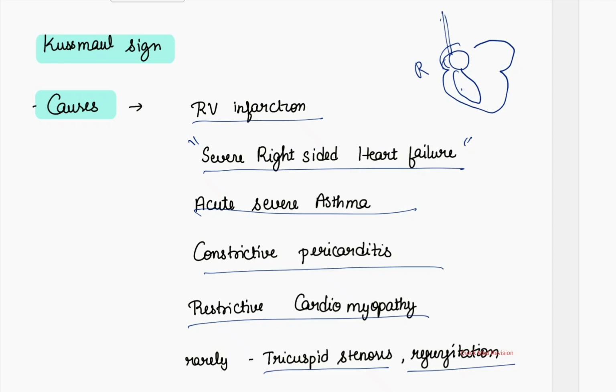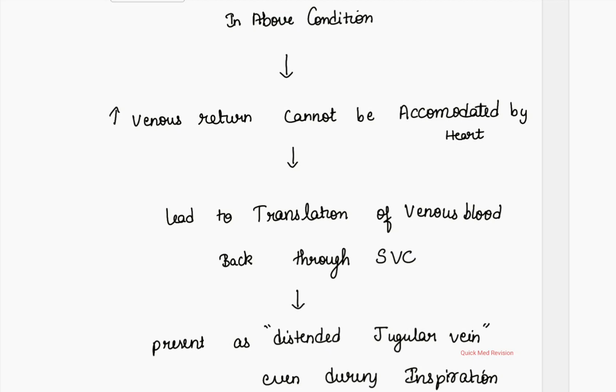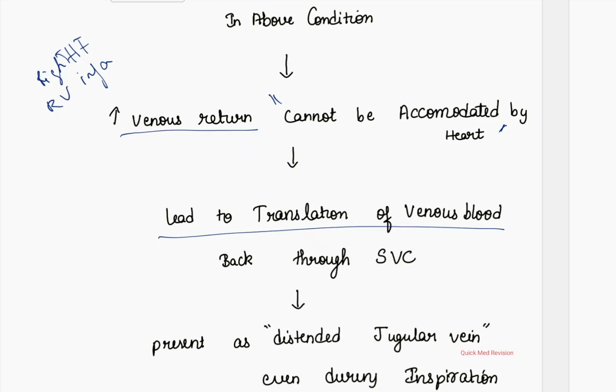So why do we get Kussmaul sign in these conditions? Let's look at it. In the conditions above, for example right-sided heart failure or right ventricular infarction, there is the increased venous return which is normally seen in a normal individual during inspiration. This increased venous return cannot be accommodated by the heart. When the heart has a problem on the right side, or in constrictive pericarditis or restrictive cardiomyopathy, it cannot accommodate this increased venous return, which leads to translation of venous blood back to the SVC.